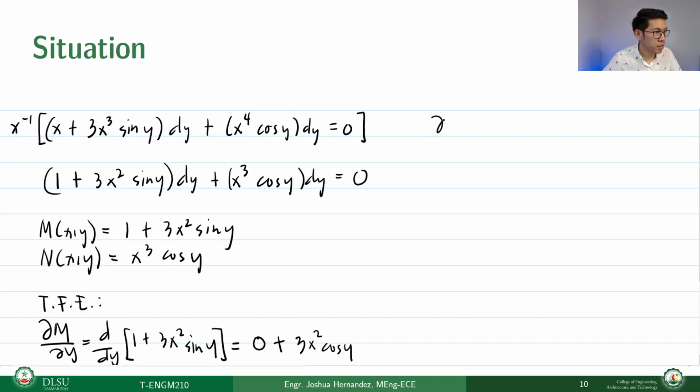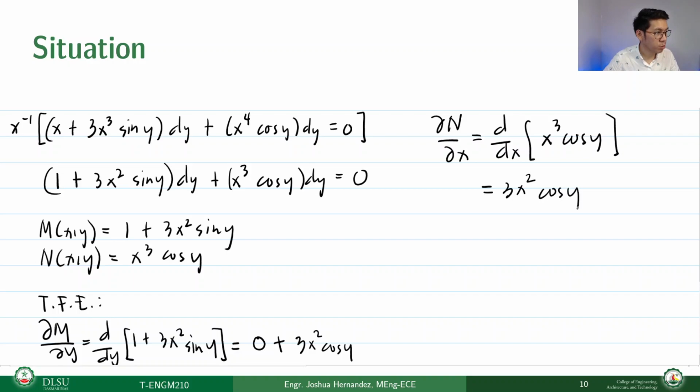So taking the partial derivative of n with respect to x is actually taking the derivative with respect to x of the function x cubed cosine y. This will result to actually 3x squared cosine y. We did not differentiate cosine y because the variable for cosine, or the angle for cosine, is y, which is not the variable we're trying to differentiate to.